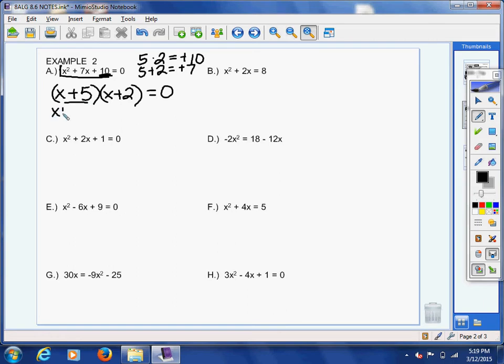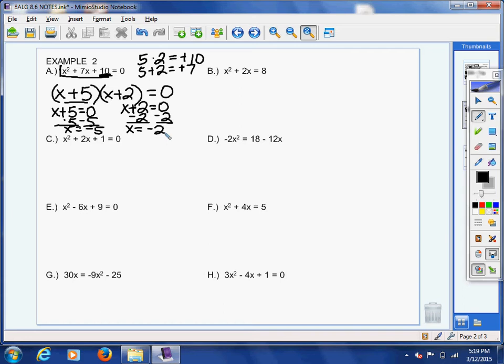Well, you could set up a one-step equation. Just take x plus 5, set it equal to 0, and then subtract 5 from each side, and you'll get x equals negative 5. You do the same thing with x plus 2. Set it equal to 0, take away 2, and x equals negative 2. And there are your two zeros. This quadratic equation will cross at negative 5 and negative 2 on your x-axis. Okay? Let's take a look at letter B.